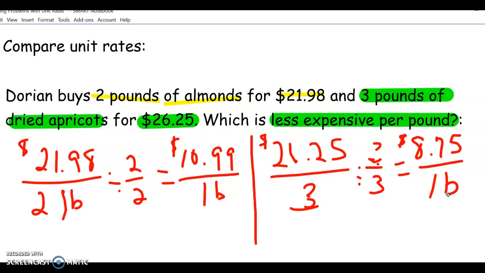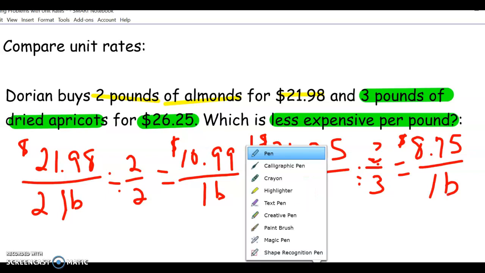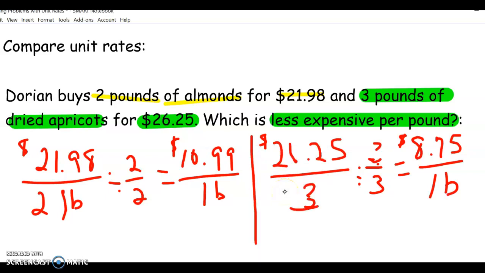per pound. All right. Well, okay, there's no contest there. My least expensive is clearly $8.75 per pound. So if I'm trying to decide between the two, that's definitely the one I'm going to buy. Okay? All right, that's how we compare: find the unit rate for both.